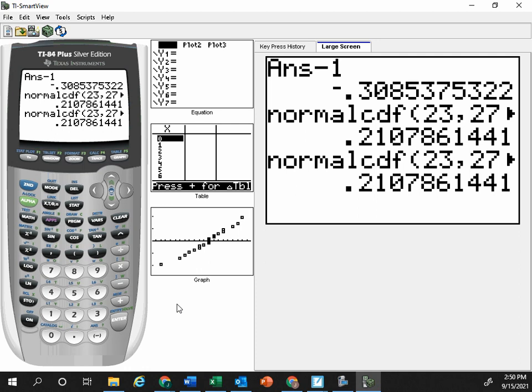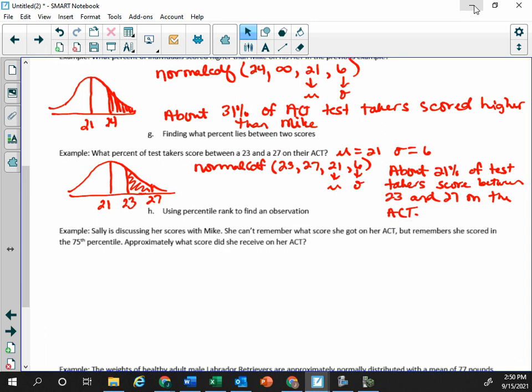All right, I think we're going to stop there because the next part we're switching gears into inverse norm, so we'll pause on that. Yeah, it is today.